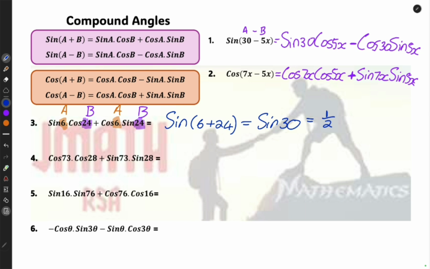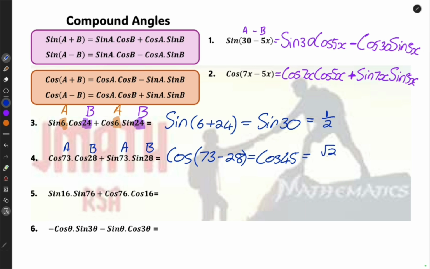Question 4. Okay, so cos, cos, sine, sine. It's definitely one of the cos options. It has a plus in between. So then I know it's cos A minus B. So I'm not going to highlight again, but you are welcome to highlight until you feel comfortable with this. So I know my A angle is going to be 73 and my B angle is going to be 28. So I can say this is cos 73 minus 28. And if my math is correct, that's cos 45 and special angles.